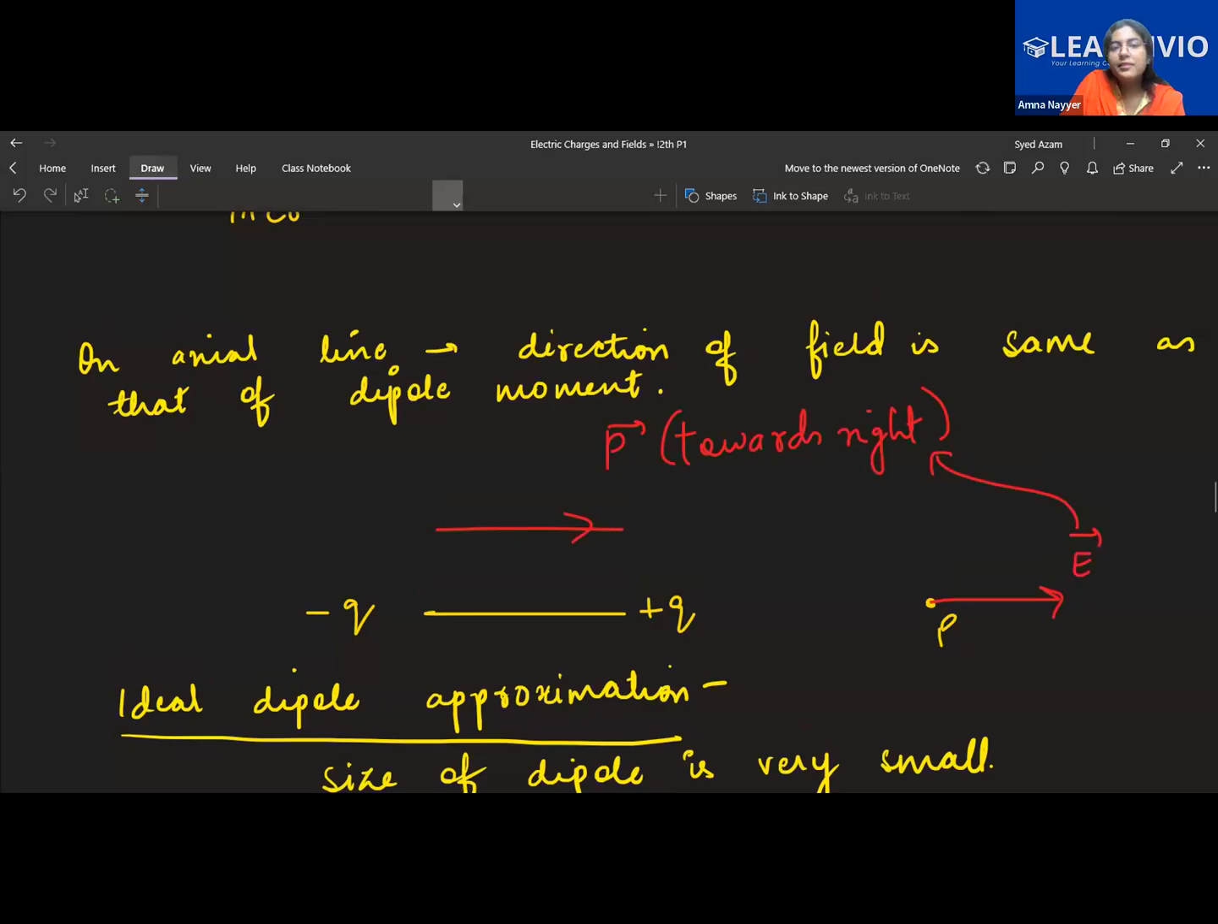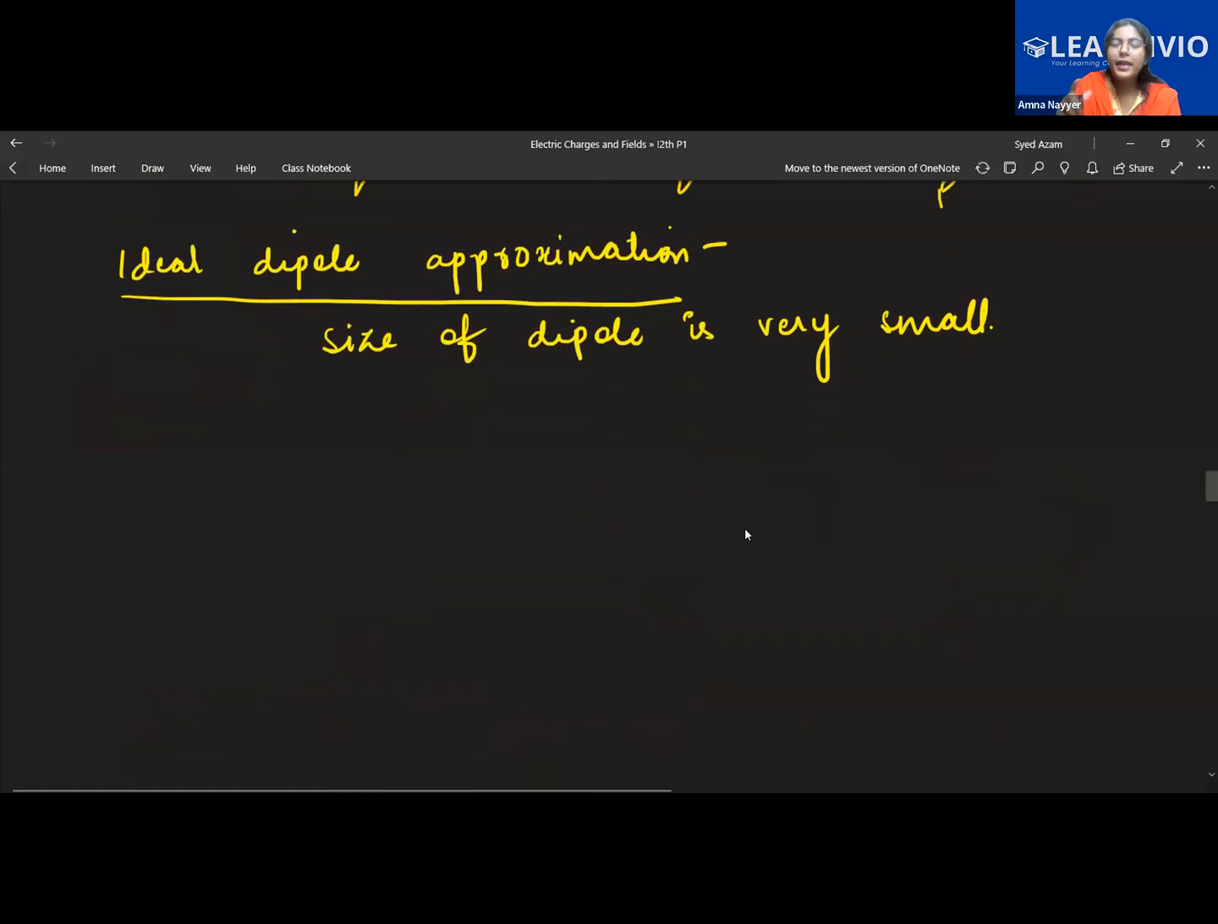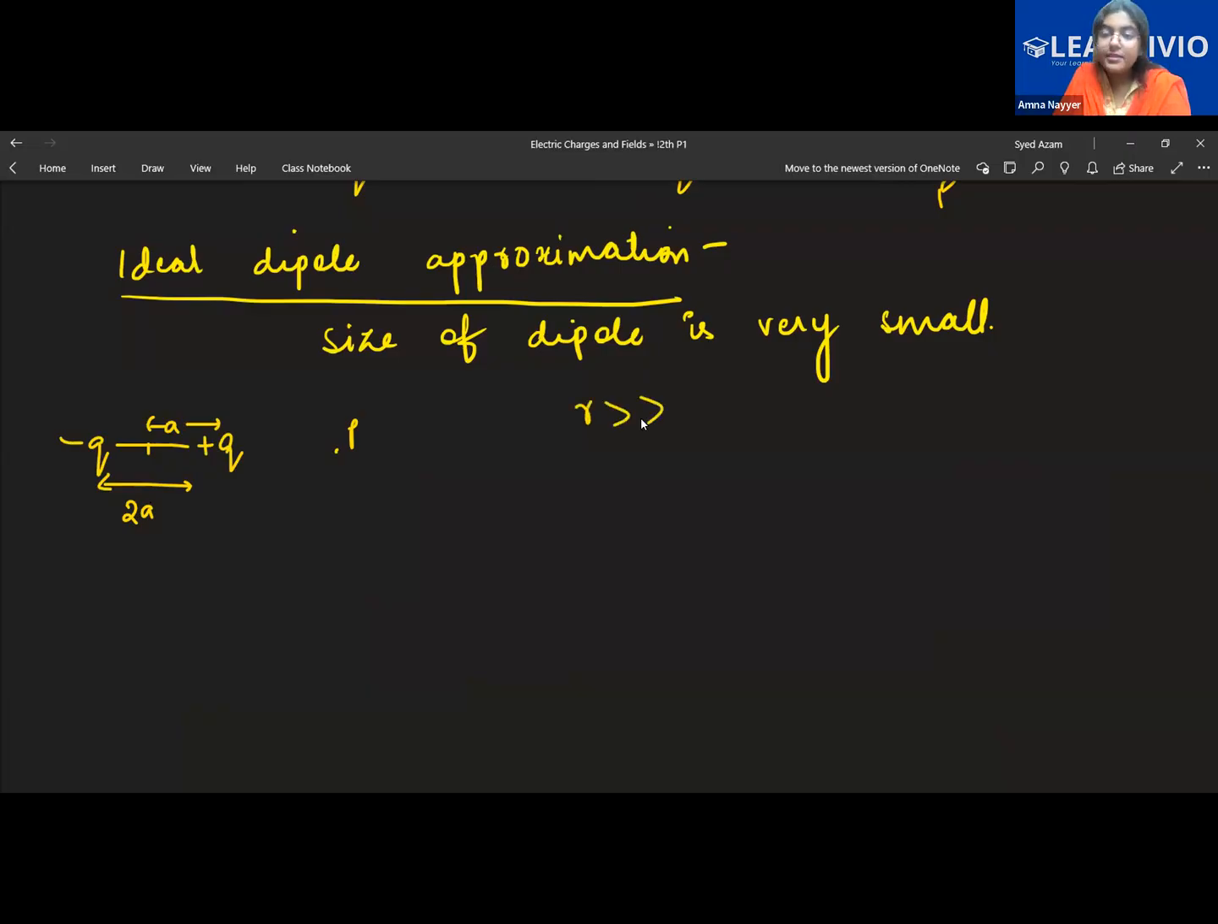Second is the size of the dipole. You have the ideal dipole approximation, which means the size of the dipole is very small. If I say the size of the dipole is small, this is minus q, this is plus q, and this separation is very less. This 2a is very less, but the point is located at a good distance. So if 2a is so small, a, which is half of it, will be even smaller. So eventually r, the separation from the center to the charge, becomes very much greater than a.